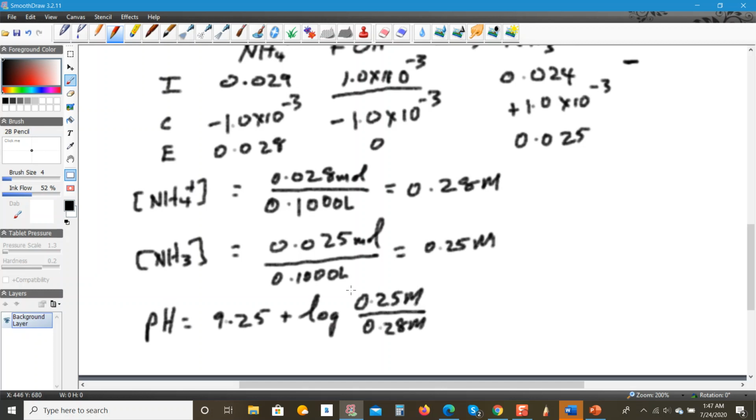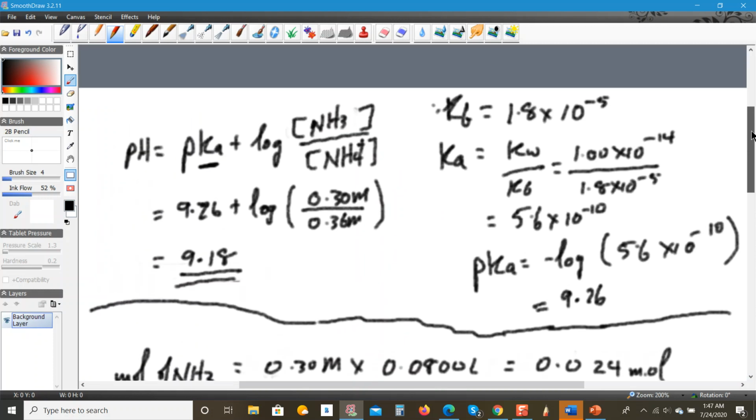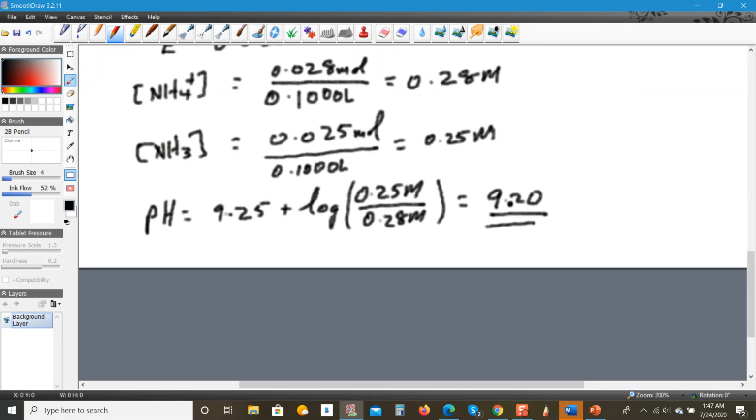And if you compare that to the pH of the solution before adding the base, which is 9.18, so if you compare 9.20 minus 9.18, this gives you a change of 0.02 pH units, which is not much of a change in terms of the pH. So this is basically a demonstration of how to calculate the pH of a buffer before and after adding, in this case, a base. And there's a similar process where you could calculate the pH after adding an acid.